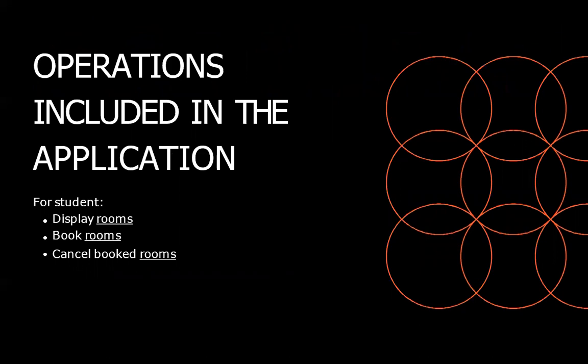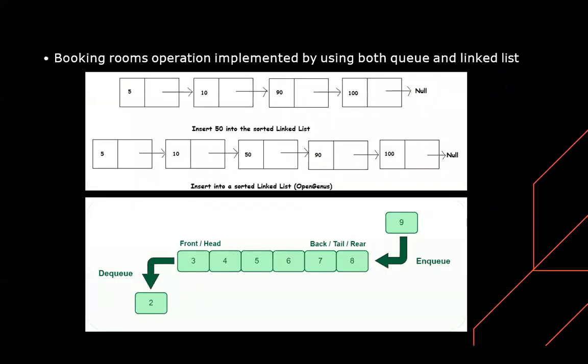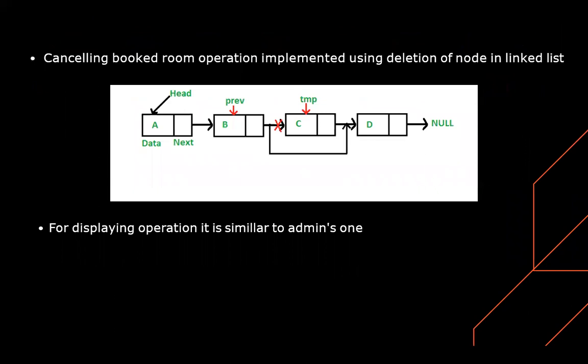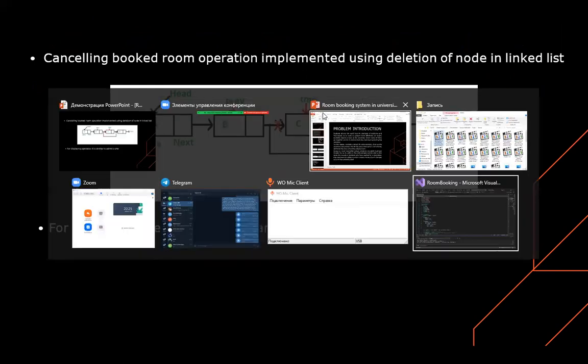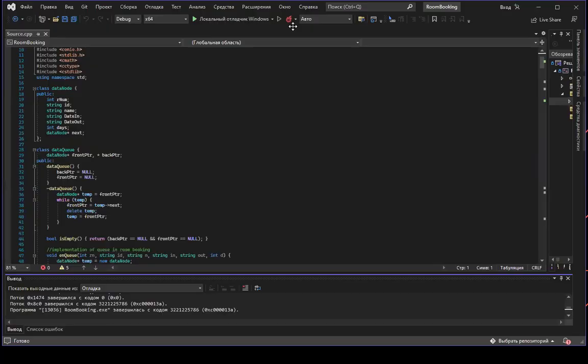Operations for the student are displaying rooms, booking a room, and canceling booked rooms. The booking room operation is implemented using both queue and linked list. The canceling booked room operation is implemented using deletion of a node in the linked list. For the displaying operation, it's similar to the admin one. Okay, now let's see the implemented application.